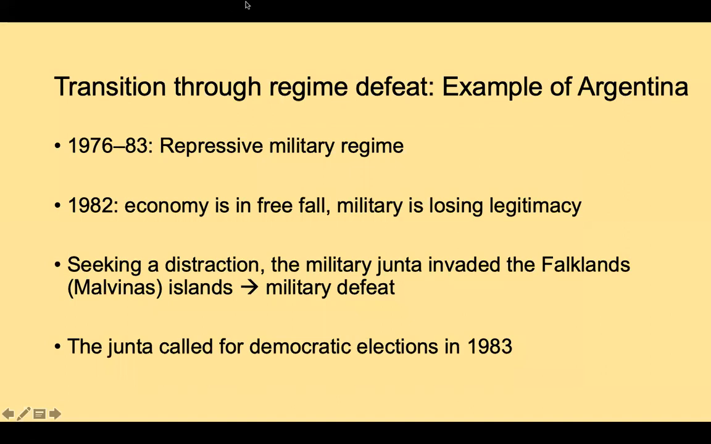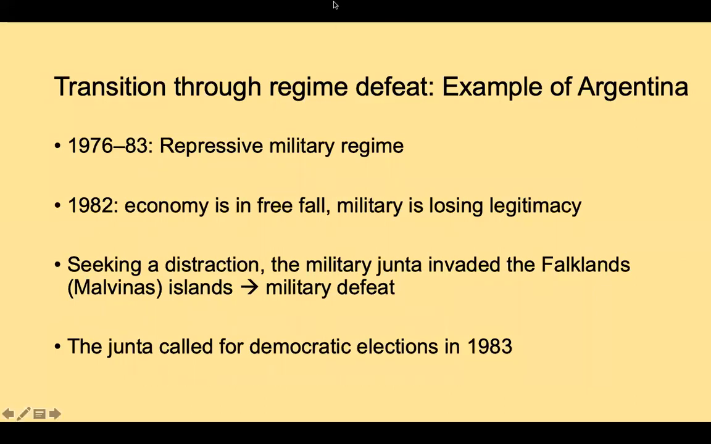The example of Argentina is also a noteworthy example. As I mentioned, Argentina had a very repressive military regime. In 1982, the economy was in free fall and the military was losing legitimacy. They sought a distraction to try to re-legitimate themselves and prop up their rule. And the junta invaded the Falklands Islands, which were held by, of course, England. They lost the ensuing war very quickly, and it was a rapid defeat. And the junta, in response, called for democratic elections in 1983.